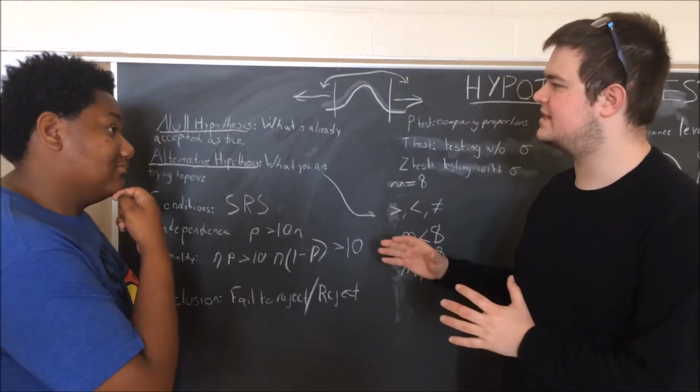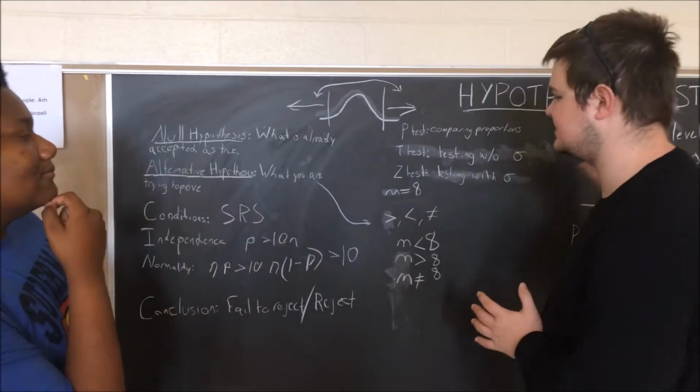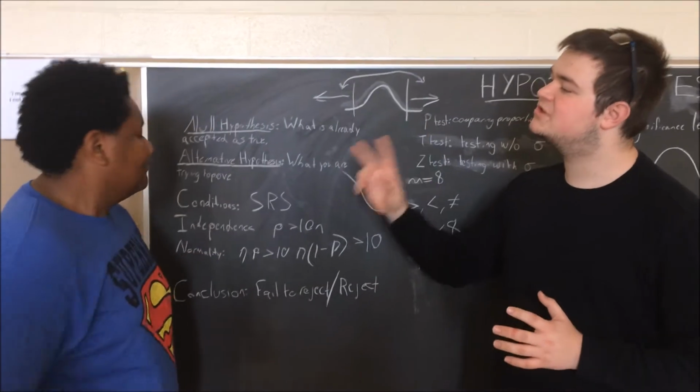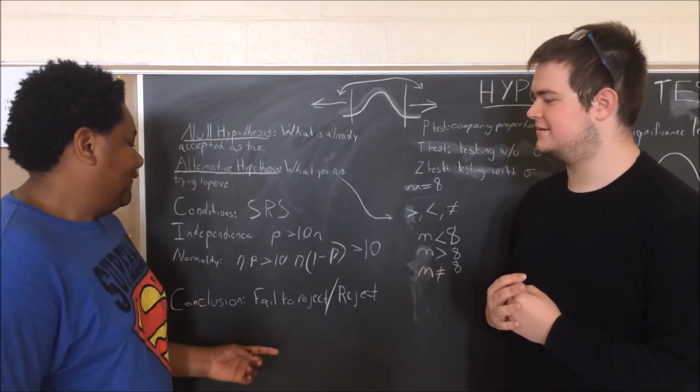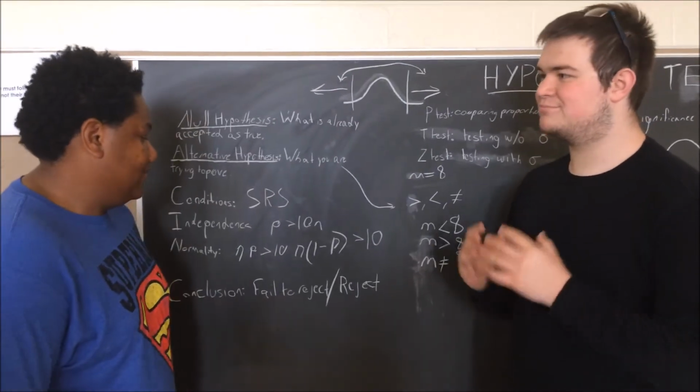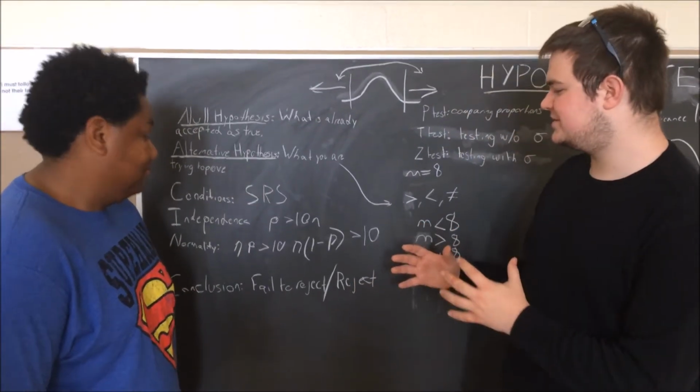Alright, so the final step when you're conducting a hypothesis test is the conclusion. Now you have two options in the conclusion, Sakeem. What do you think those two options are? Fail to reject and reject. Brilliant, Sakeem! So here's what you're going to do.